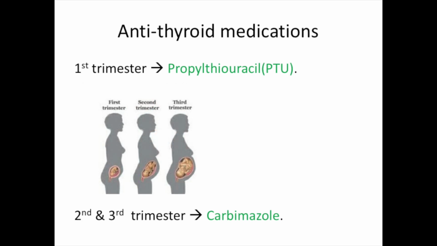So now, if you want to summarize the use of antithyroid medication during pregnancy, for the first trimester, you should use propylthiouracil. And for the second and third trimester, use carbimazole. To minimize the congenital anomaly in the first trimester, use propylthiouracil. And to minimize the drug-induced hepatitis effect in the second and third trimester, use carbimazole.